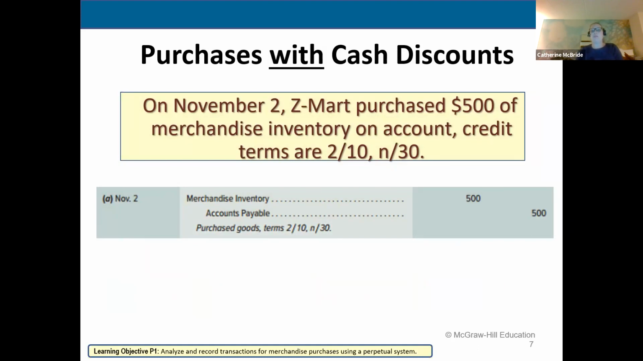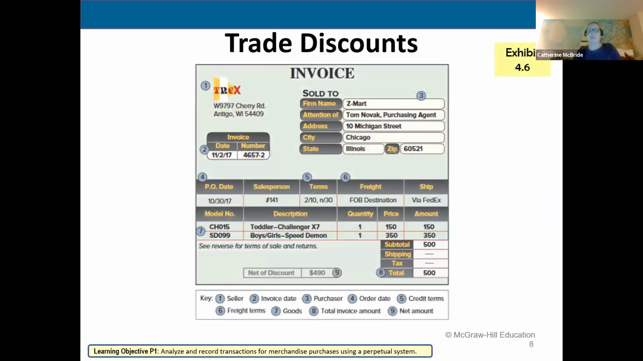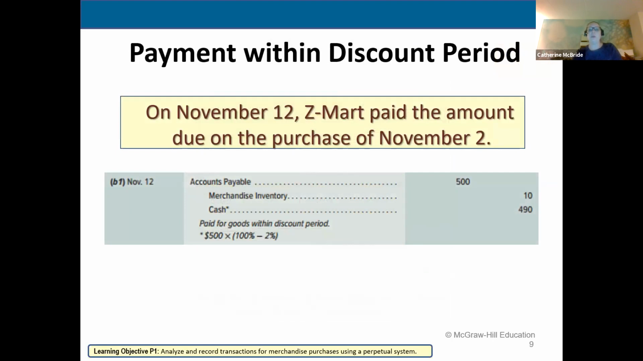So we purchased that $500 worth of merchandise. Now we're going to purchase it on credit, and the terms are 2/10 net 30. On November 2nd, we bought merchandise inventory and they're going to invoice us. We're going to pay it later. Now, if we pay within 10 days, we get a 2% discount. We're not going to worry about that yet. So now we're going to pay, and we're paying within the discount period.